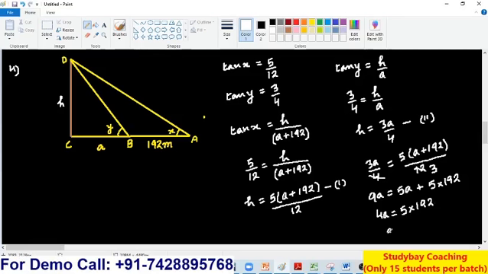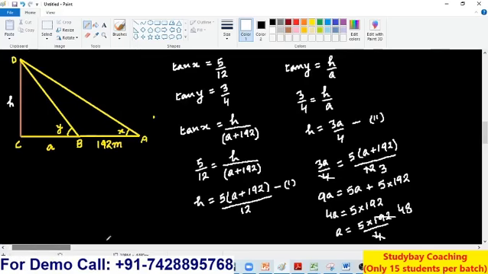Now A will be equal to 5 into 192 upon 4. This is 4, 4, 16, 4, 8, 32. Now finally, A will be equal to 8, 5, 40, and this is 240 meter. So A will be equal to 240 meter.